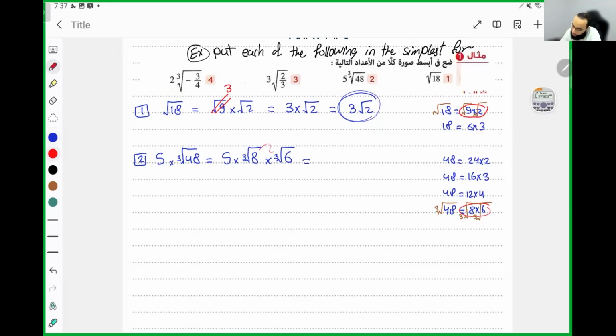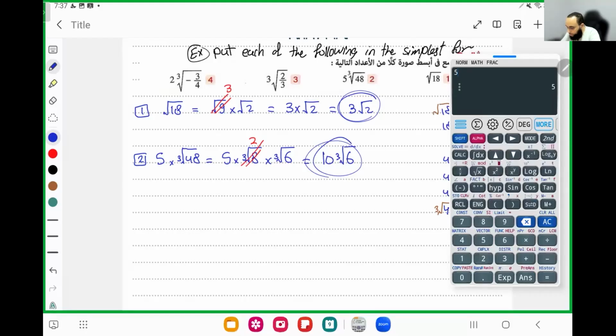Right now cubic root 8 equals 2. Then it's 5 by 2, which is 10, and beside it, cubic root 6. Let's check the calculator. 5 and then cubic root 48. Amazing, it's correct. We get it with the calculator in one step. It works, and you can do it with the calculator in the exam.